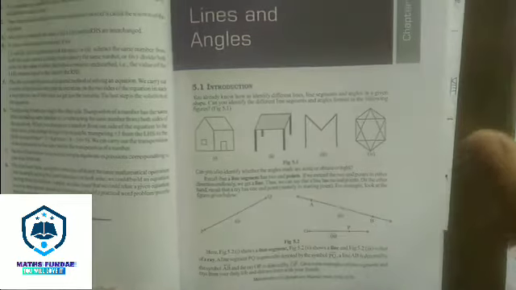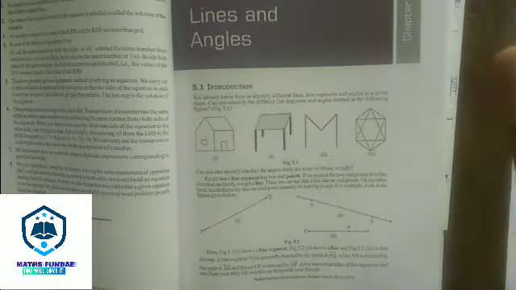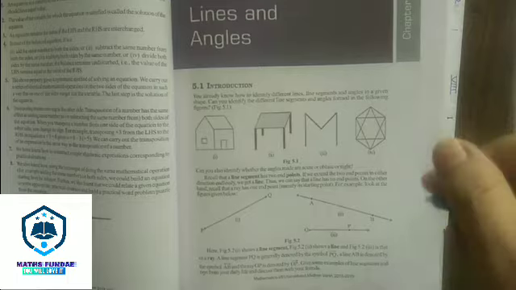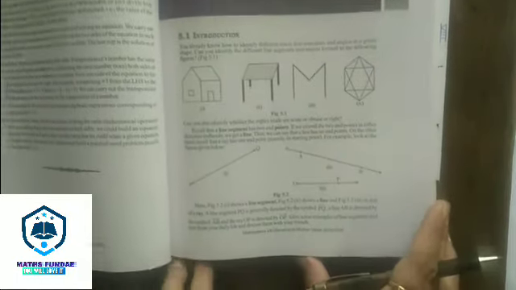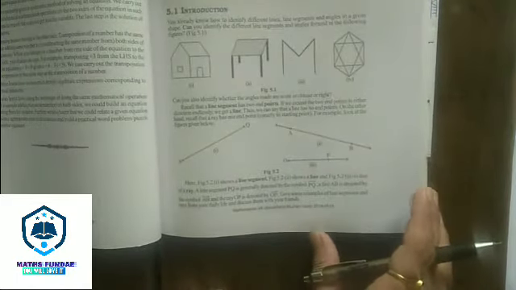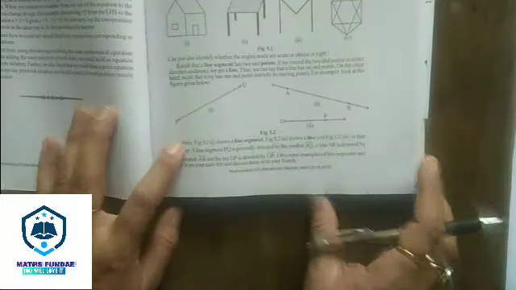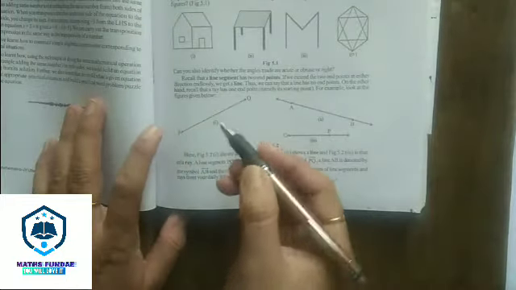Today we're going to start chapter number 5, that is lines and angles. In lines and angles, the first topic, as you can see here, is the line segment. We have already done all these things.